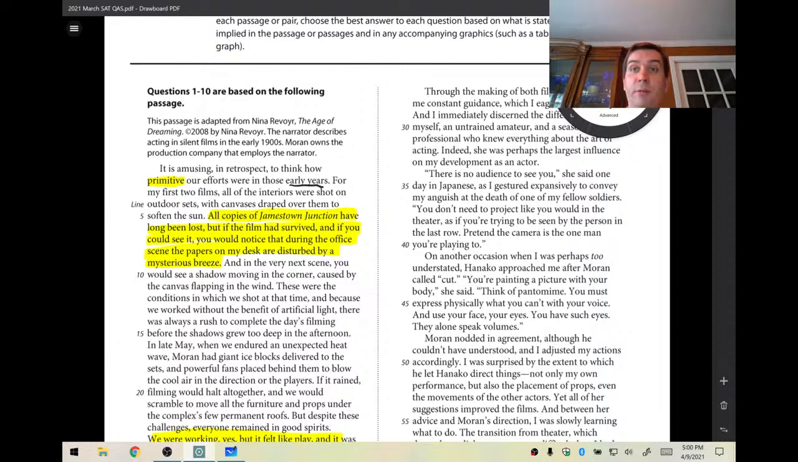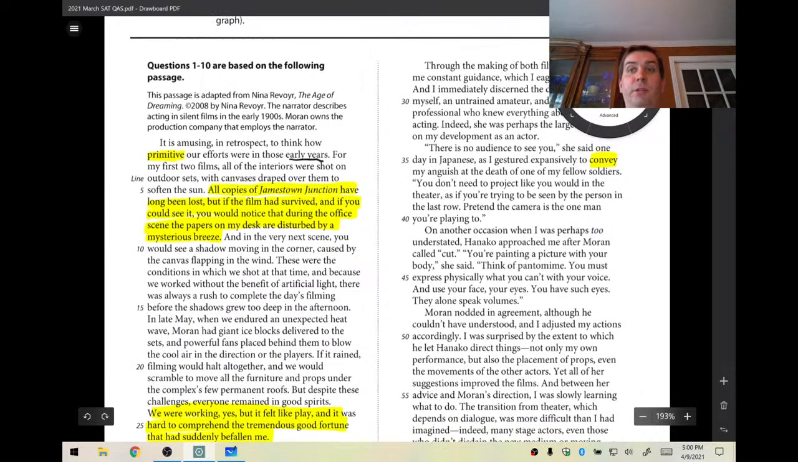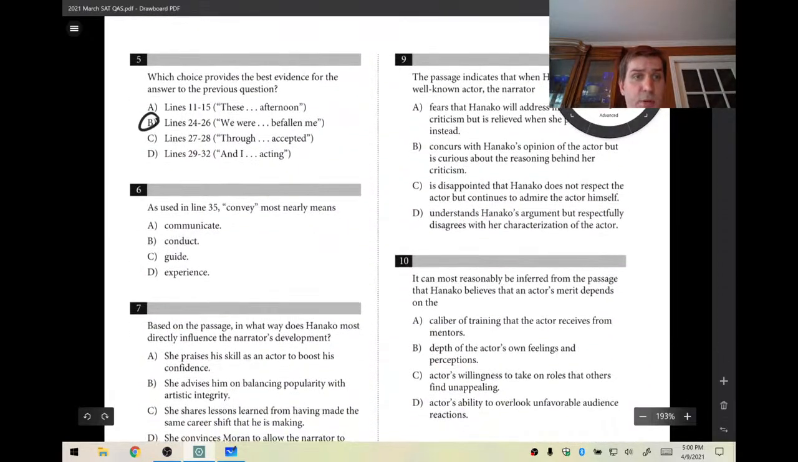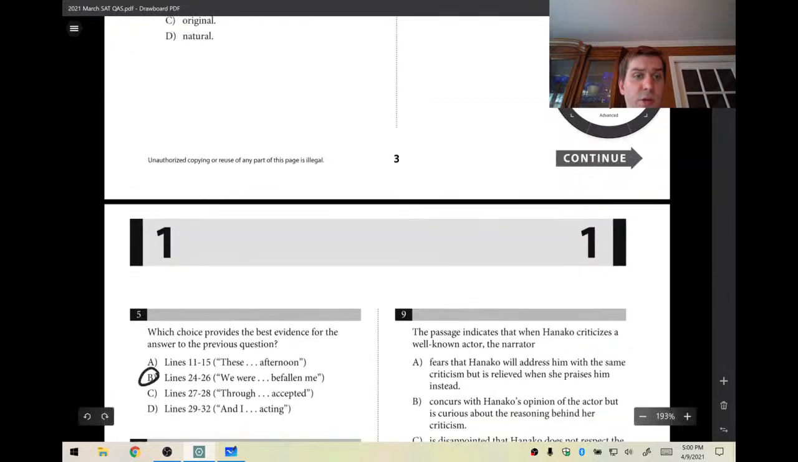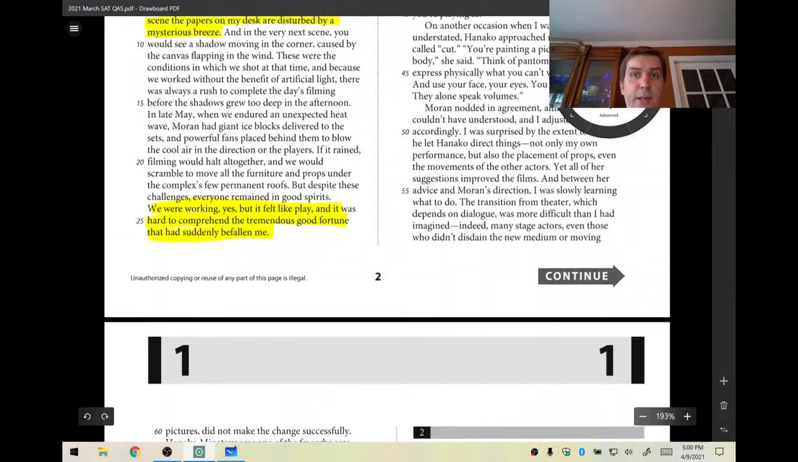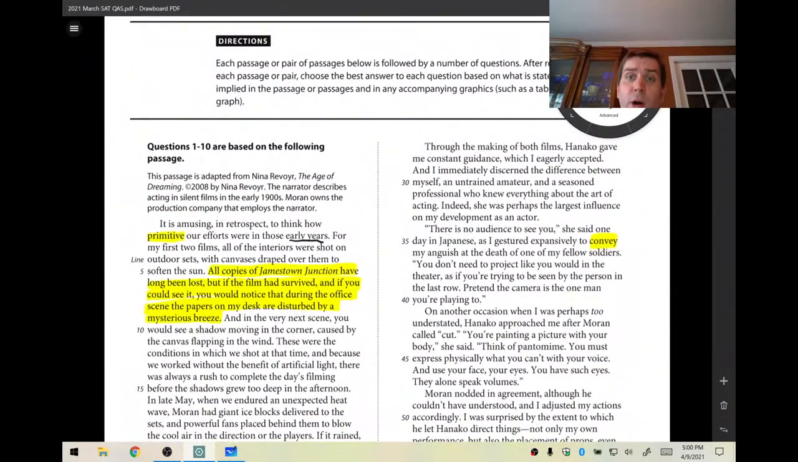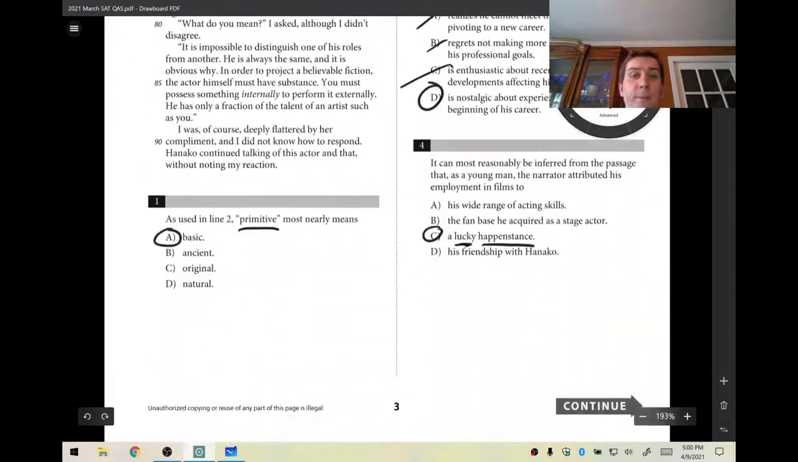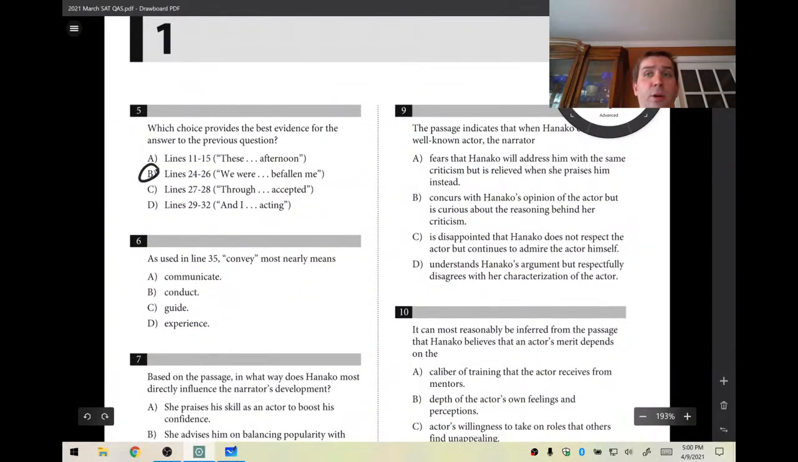So we just have to figure out what convey means in the context of this sentence. They give us some options. Let's try communicate. Does convey mean to communicate? Just going to read it back in the sentence. "There is no audience to see you," she said one day in Japanese, as I gestured expansively to communicate my anguish at the death of one of my fellow soldiers. Well, that made perfect sense because it's the right answer.